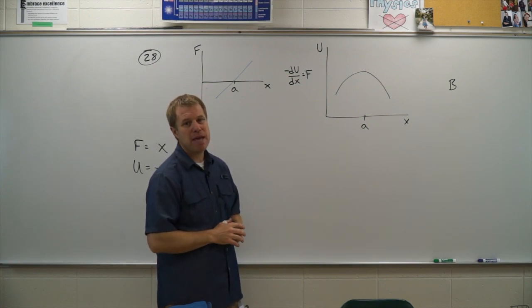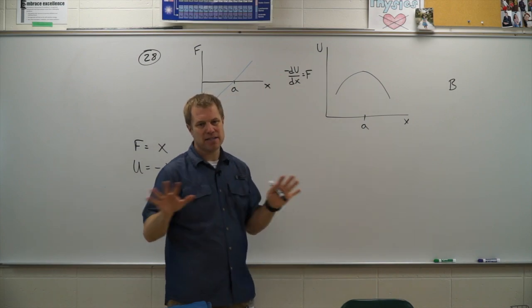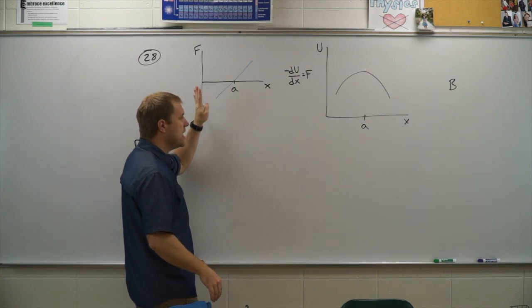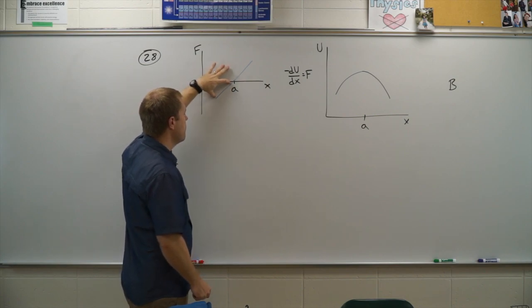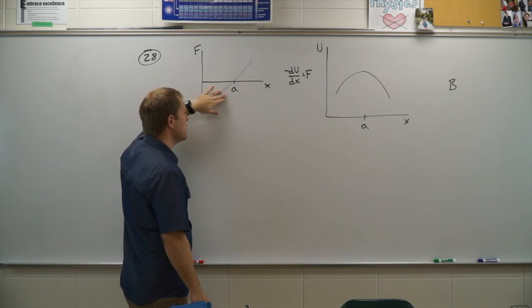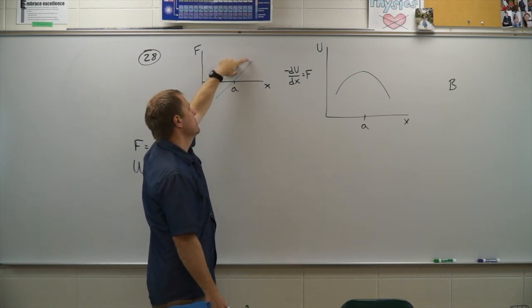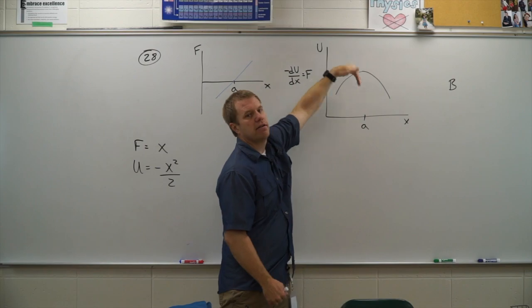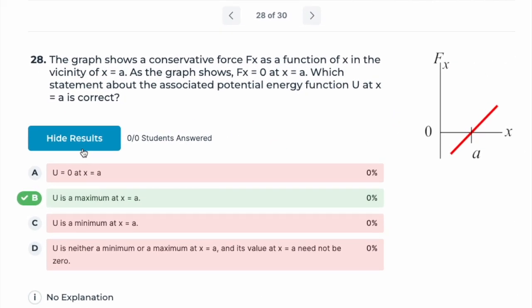Correct answer is B. There is no quick way to do this in your head. This negative messes with people. So just take it slow and think about, okay, during this region, what's the slope going to be? Well, if the force is negative, the slope is positive. Over here, the force is positive, so the slope is negative. Obviously, I have a maximum then. Yes, the potential energy is a maximum at that point. You really need to see what that potential energy function looks like.